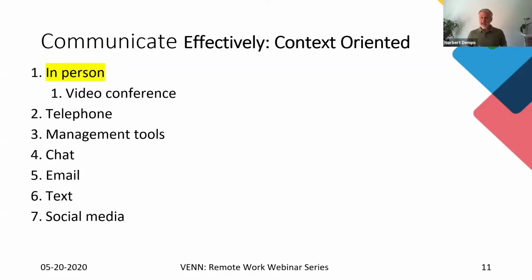The biggest issue we are finding in communication is that it's taken out of context. So to communicate effectively, it needs to be context oriented. Now we have several tools, and we talked about the tools in the first webinar. And if you Google communication tools and how you should communicate, you suddenly come up with orders. And it says like, hey, in person is the best way to communicate. It's not possible right now. That's why we put video conference into it. Then it goes down to telephone, management tools, and so on.